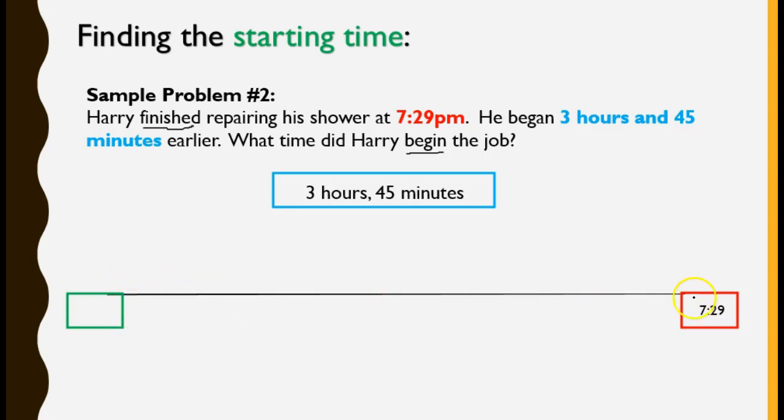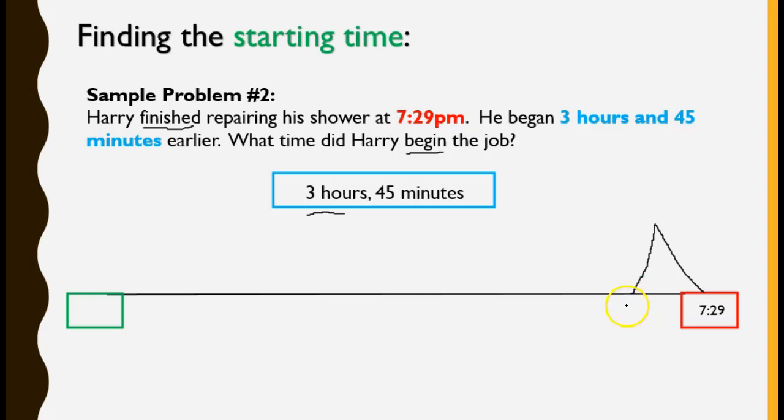Okay, so I'm going to start by using my mountains. And this time I'm just going to use my pencil tool and you use your pencil and we'll do it together. So I'm going to make one mountain. How many mountains am I going to end up having to make? Look at this. I need 3 hours, so that means I need 3 mountains. So since I'm going back in time, I'm going to subtract these hours.